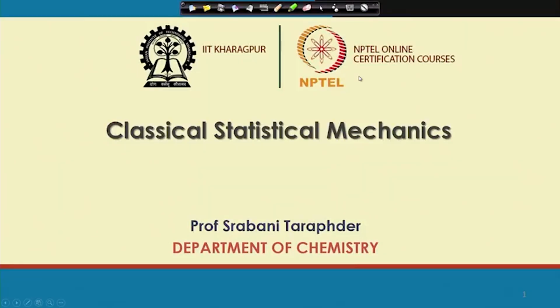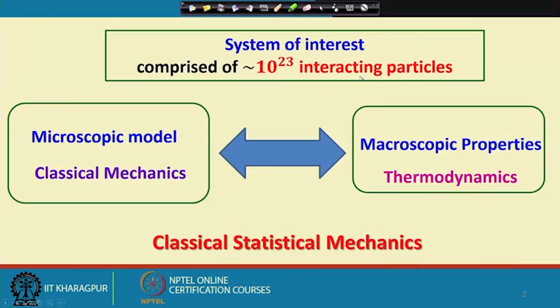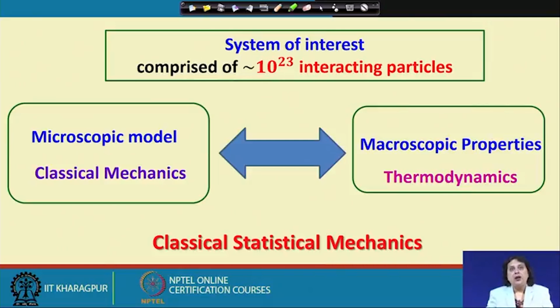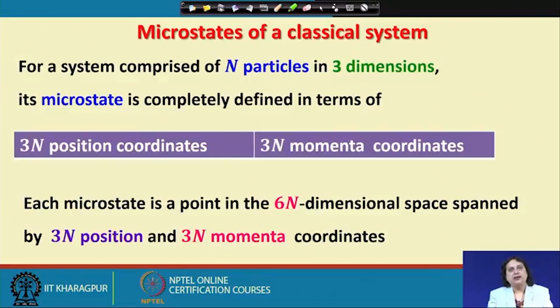Welcome back. Let us continue our discussion on classical statistical mechanics, where we have already mentioned that our system of interest is comprised of 10 to the power of 23 interacting particles, and for such systems we are interested in describing the microscopic model in terms of classical mechanics and then connecting them to the macroscopic properties through the formulation of classical statistical mechanics.